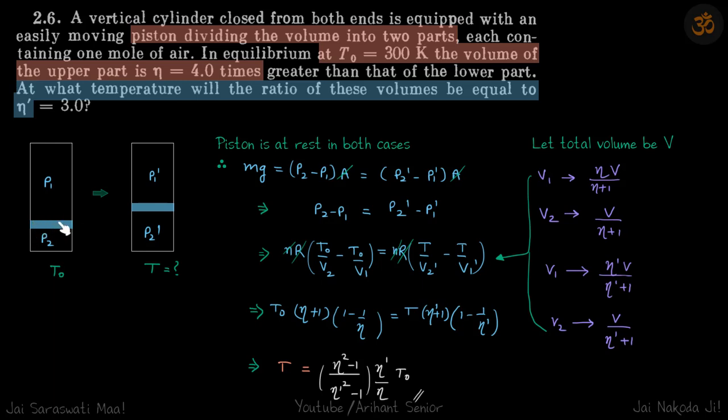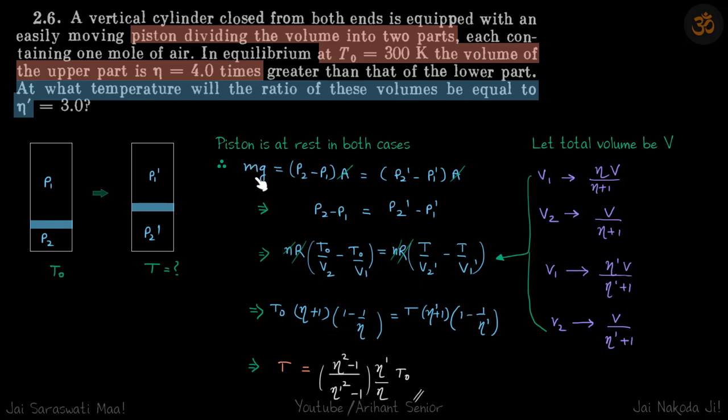So the piston has some mass, but initially at T0 it is at rest, and finally at temperature T also it is at rest. So because the piston is at rest, we can do a force balance on the piston. So in the first case, mg is equal to (P2 minus P1) times A. Let's say A is the area of the piston. And eventually that same mg is equal to (P2 dash minus P1 dash) times A. So this gives our first equation, P2 minus P1 is equal to P2 dash minus P1 dash.